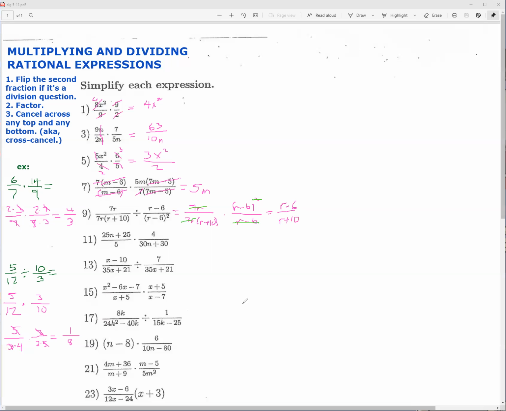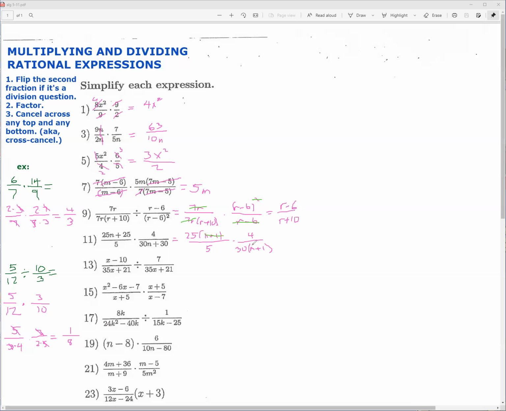All right, number 11 gives us our first instance of where we need to execute step number 2, which is that we need to factor. So I'm going to factor out a 25, which makes the rest of the numerator n plus 1 over 5 times 4 over, and I can factor a 30 out of the 30n plus 30. And now we look at what can we cancel.